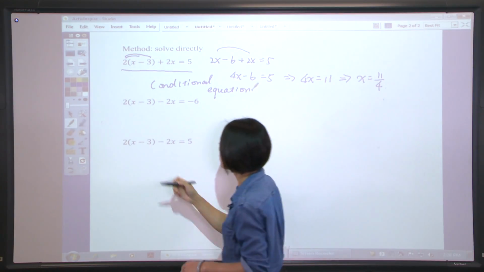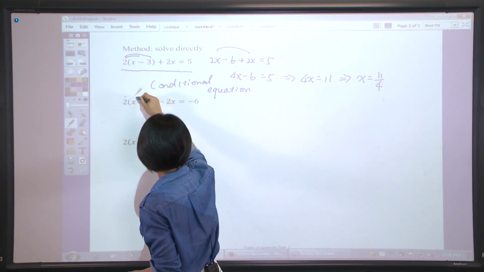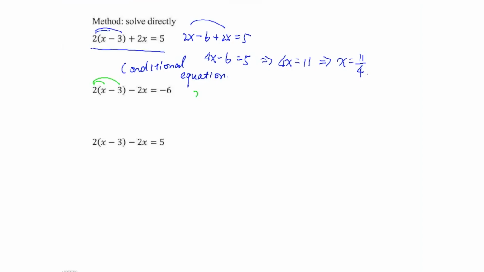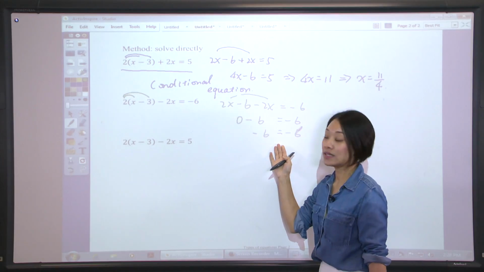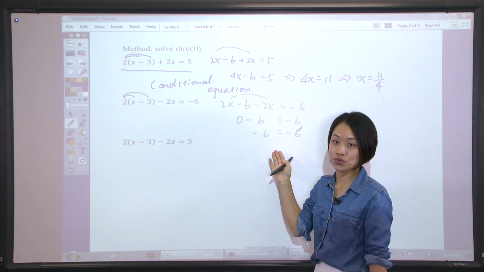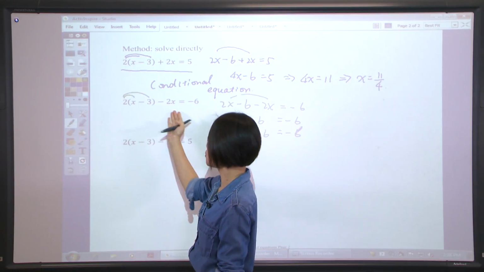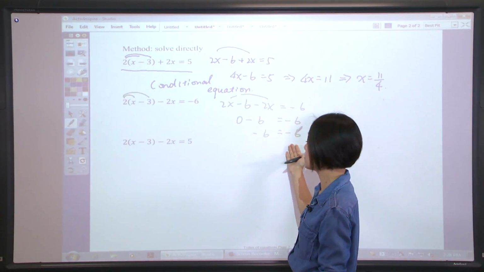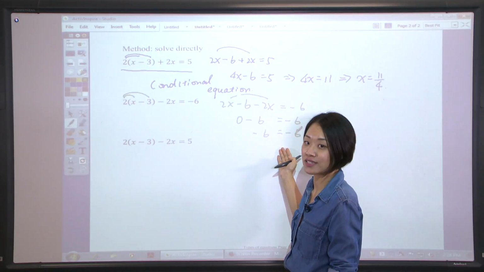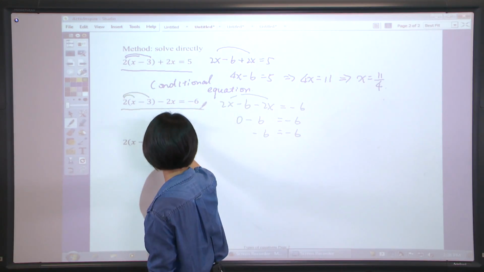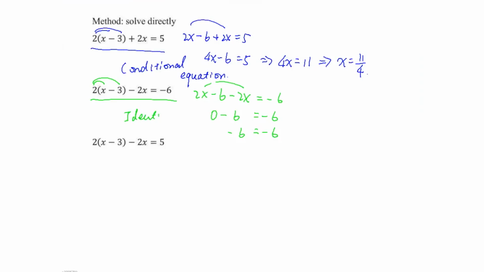Let's try the next one. Distribute 2. So 2x minus 6 minus 2x equals -6. Combine the like terms. 0 minus 6 equals -6. -6 equals -6. This is an identity that is always true. This implies for the original equation, no matter which value you choose for x, you will always have -6 equals -6, an identity. So the original equation would be an identity.